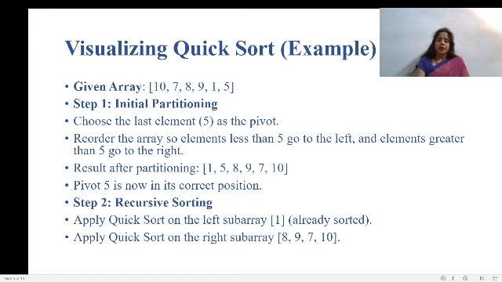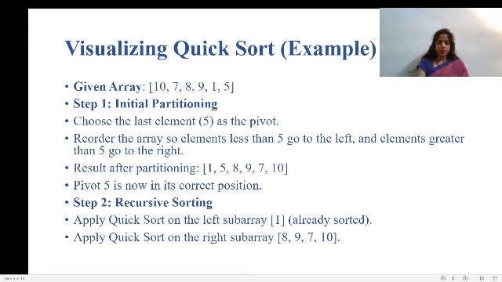The elements less than the pivot element are called sub-array number 1 and the greater elements are called sub-array number 2. Sub-array number 1 consists of only one element, so it is already sorted, and sub-array number 2, that is 8, 9, 7 and 10, is not sorted. So what is the process? We'll continue the process again on sub-array number 2 only.